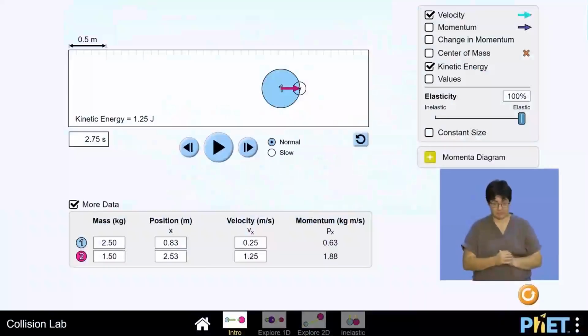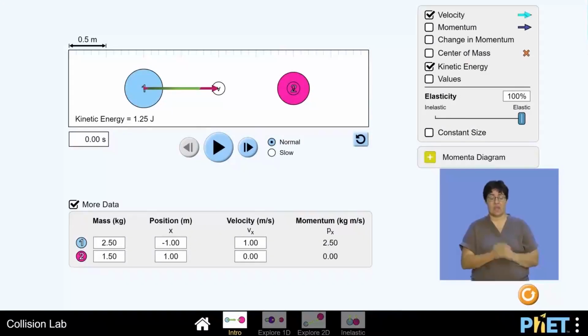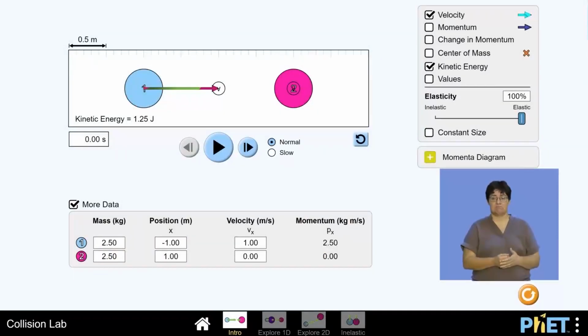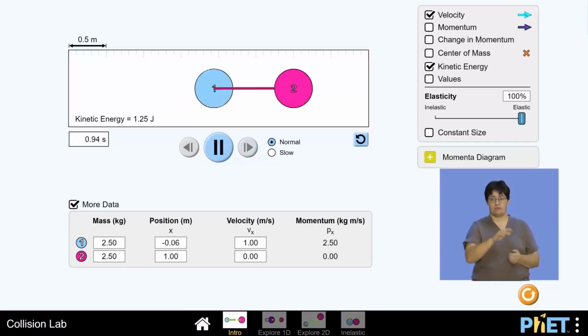Let's see what happens. Let's make number 2 the same mass as number 1, but now it's stationary. Okay, my total is still 1,25. Let's see what happens.